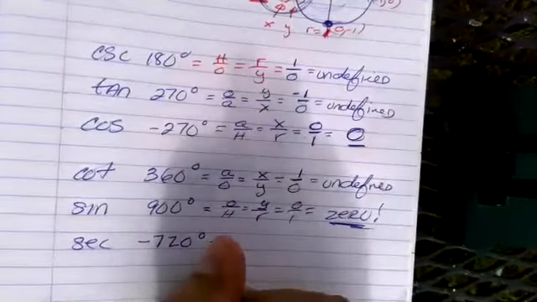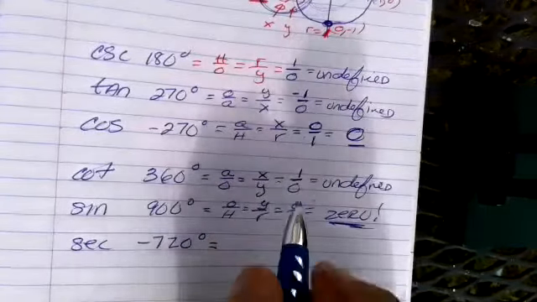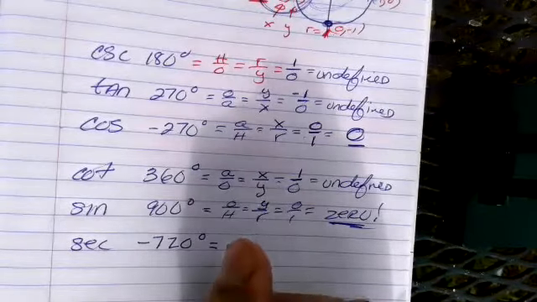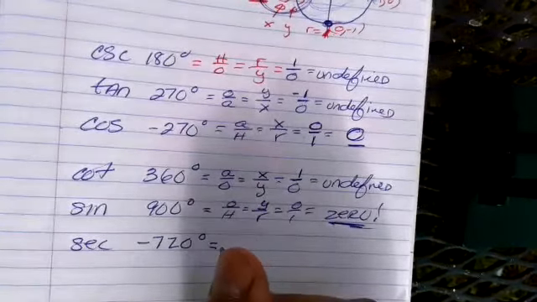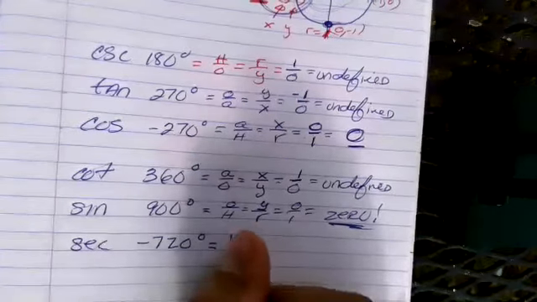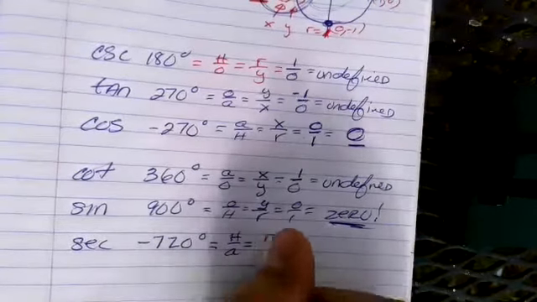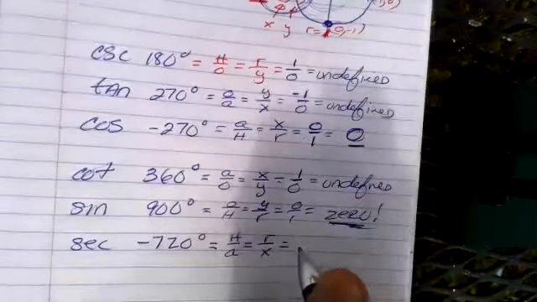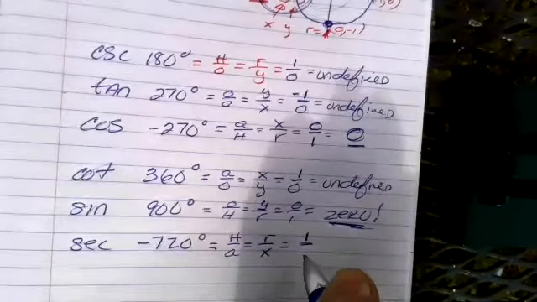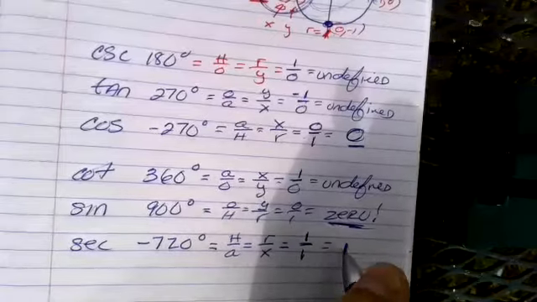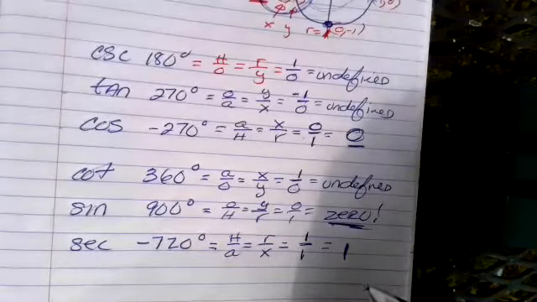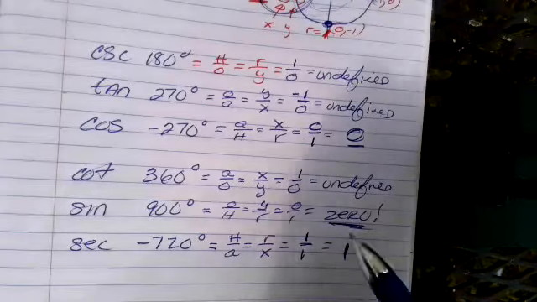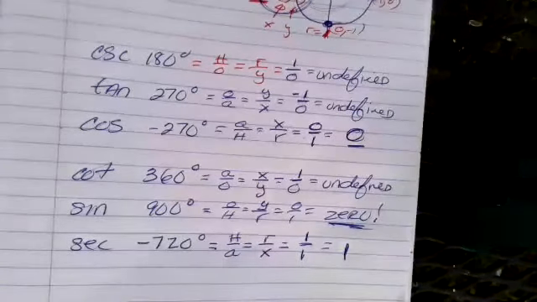And it's secant. Secant is the reciprocal of cosine. Cosine is adjacent over hypotenuse, so secant is hypotenuse over adjacent, so it's r over x. My r is always 1, and in this case my x is 1, so this would be 1. So we had answers of 1, 0, undefined, 0, undefined. We didn't have a negative 1 answer.